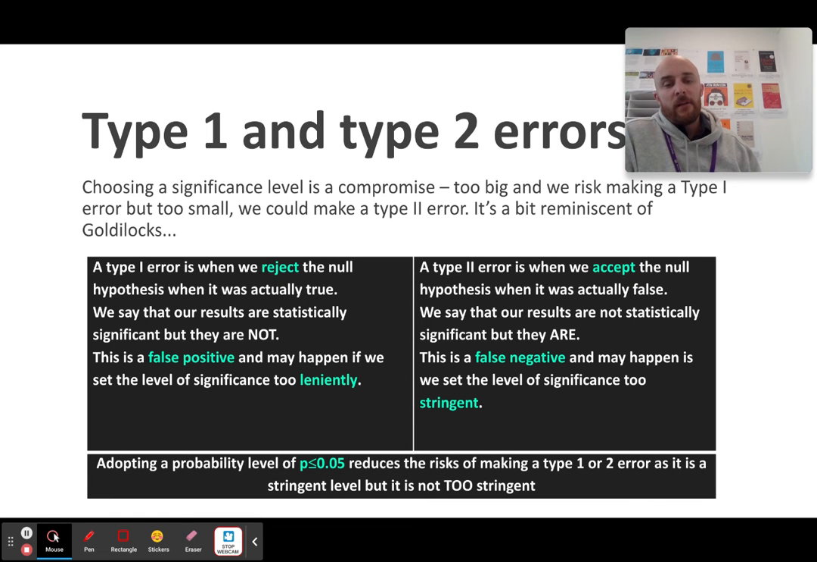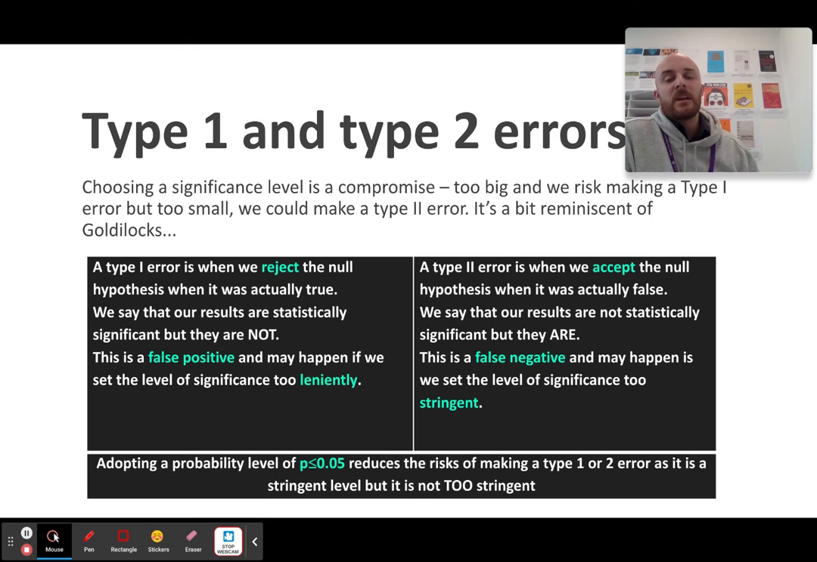So a type 1 error is when we accidentally reject the null hypothesis when we should have actually accepted the alternative hypothesis. I had a bit of a zoning out moment then.